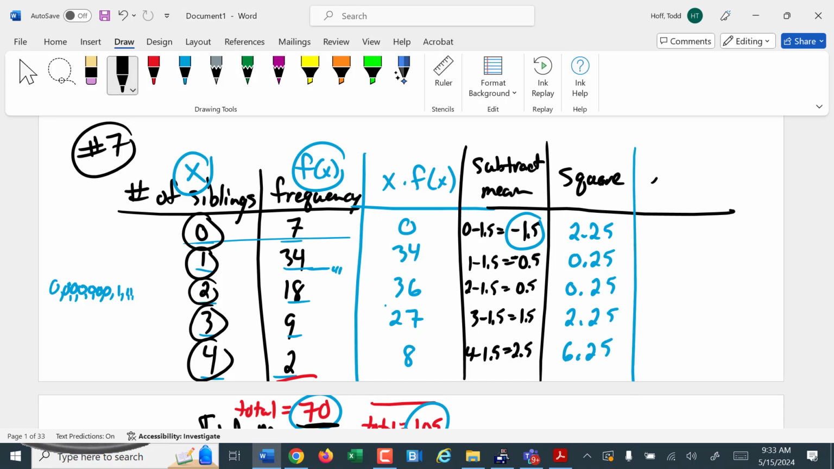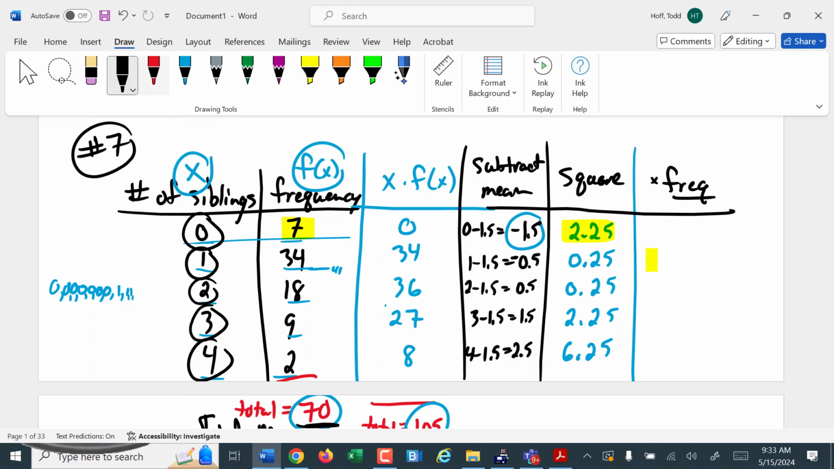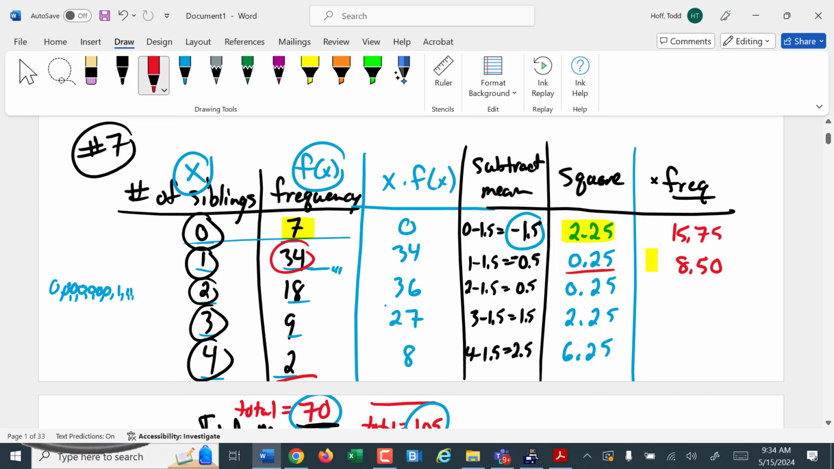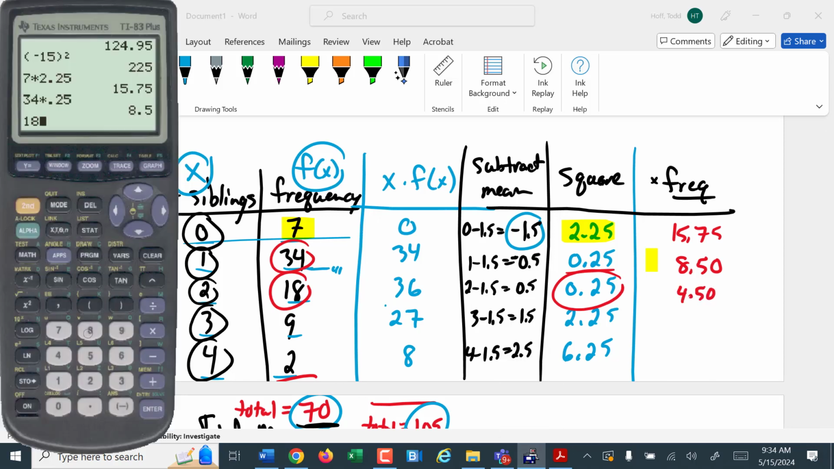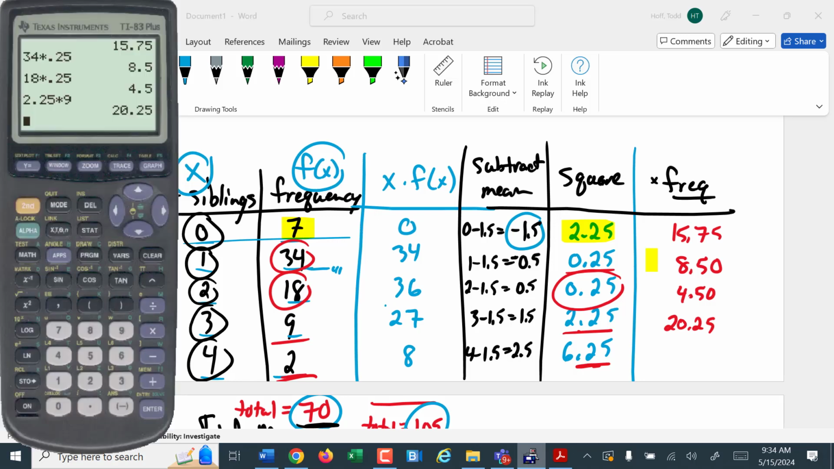And then we have to multiply by the frequency. So here we have 7 times 2.25. Let's get the calculator out for that. That gives us 15.75. For 0.25, it's 34 times 0.25. That gives us 8.5. I'm going to write 8.50 just so my decimals line up. 18 times 0.25 is actually going to be 4.50. I'll double check that. It is. And then 2.25 times its frequency of 9 is 20.25. And finally, 6.25 times 2. That's just going to be 12.5.